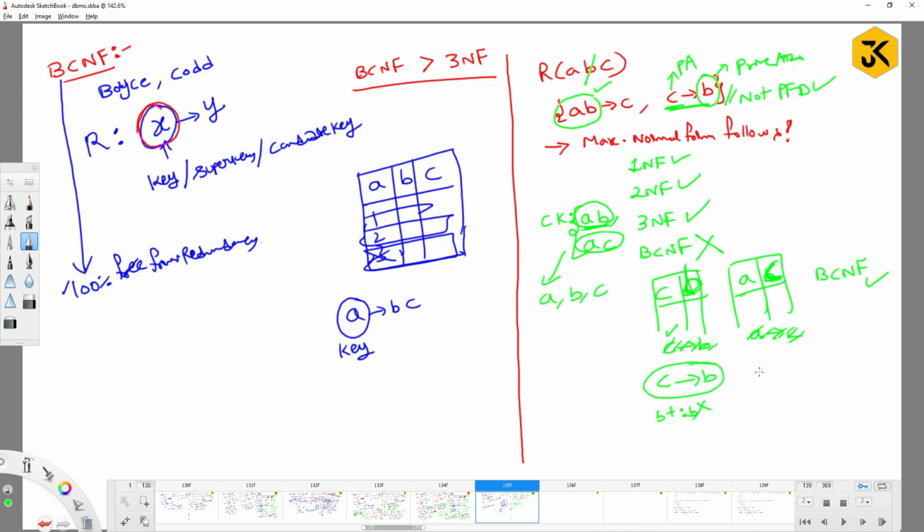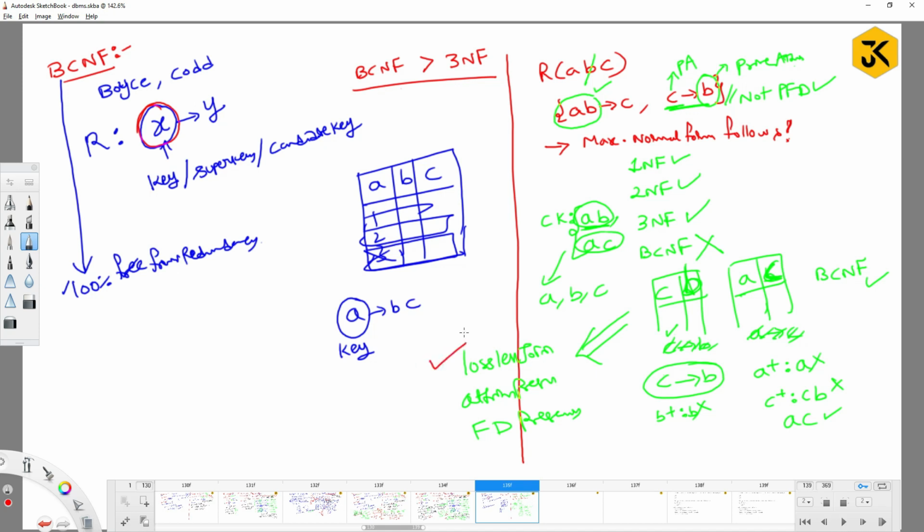What about here? What is the A closure? A. What is the C closure? CB, and you cannot get anything else. So the entire thing is a kind of key. Okay now, fine. Now, as it is in BCNF, is it satisfying the lossless join property? Is it satisfying the attribute preserving property? Is it satisfying the functional dependency preserving property? Tell me.